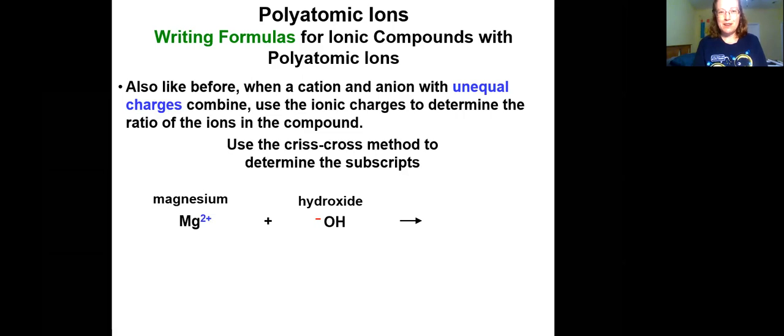It's not the same this time. It can't be 1-to-1 because magnesium has a +2 charge, but this is only a -1. It won't be neutral. So let's crisscross the numbers. The -1 for the hydroxide will become the subscript for the magnesium. We need 2 hydroxide ions.